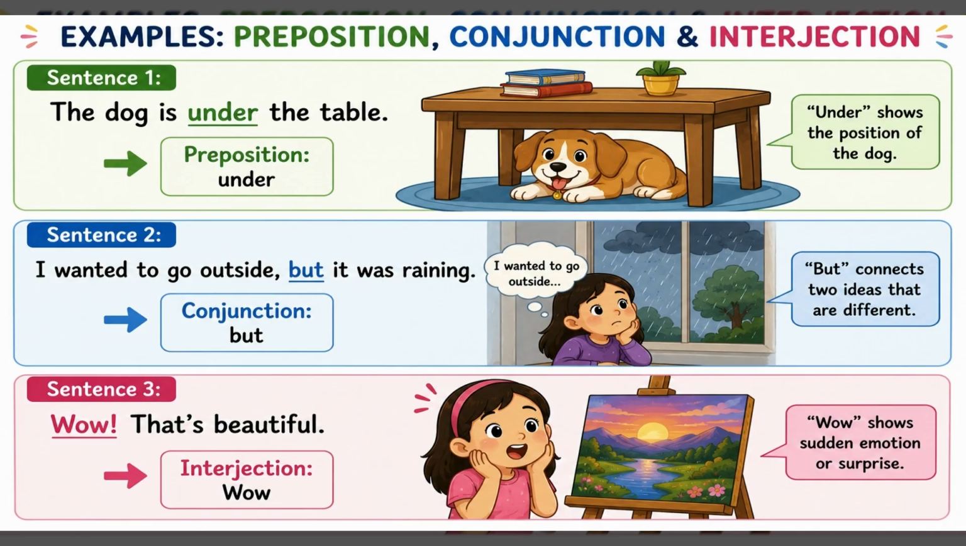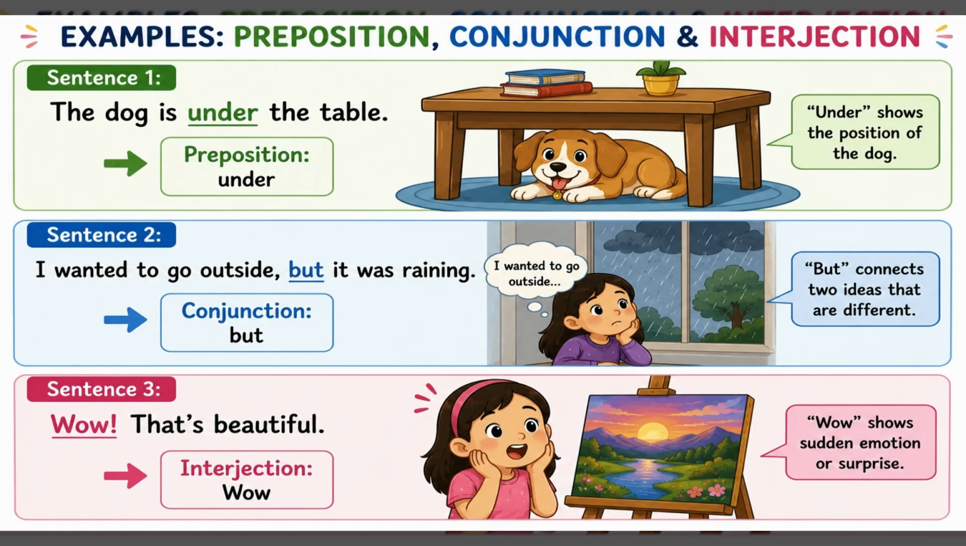Now that we have learned about prepositions, conjunctions, and interjections, let's see if we can identify them in a few simple sentences. Don't worry, I'll give you a moment to think before revealing the answer. The dog is under the table.